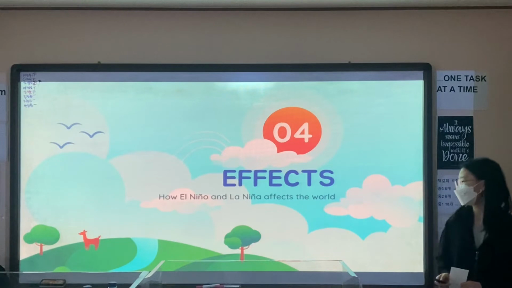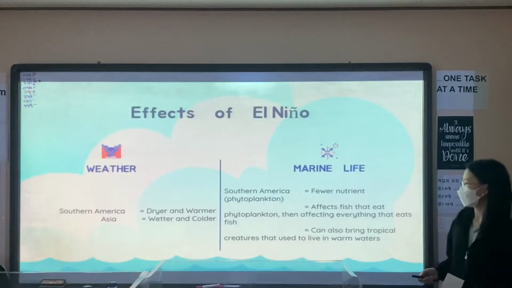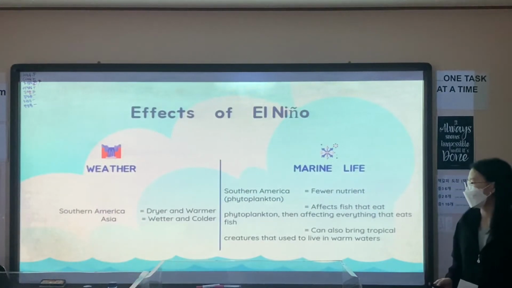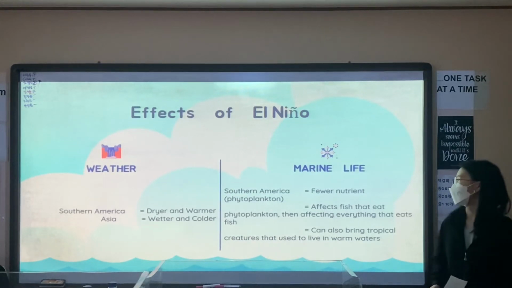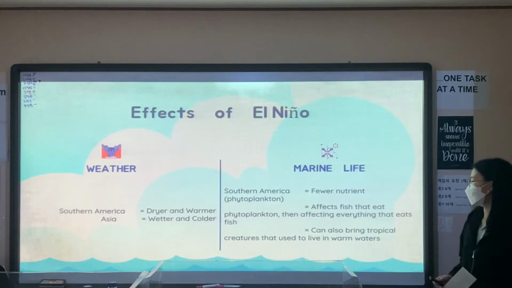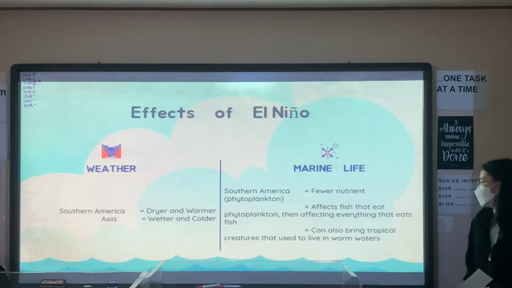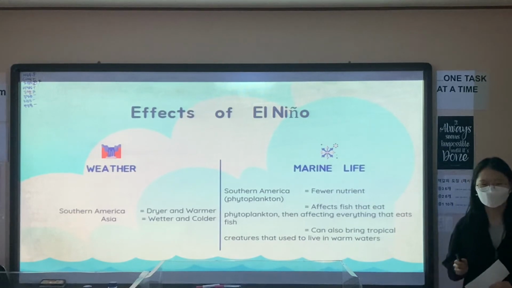Now we'll talk about their effects, how El Nino and La Nina affect the world. So if you see the weather, Southern America becomes drier and warmer, and in Asia it becomes wetter and colder during El Nino. And if you see the marine life, Southern America will have fewer nutrients in the water, since the cold water that rises from upwelling has a lot of nutrients such as phytoplankton. So this affects the fish that eat phytoplankton, then affecting everything that eats fish. It can also bring tropical creatures that used to live in warm waters, since the water gets unusually warm.